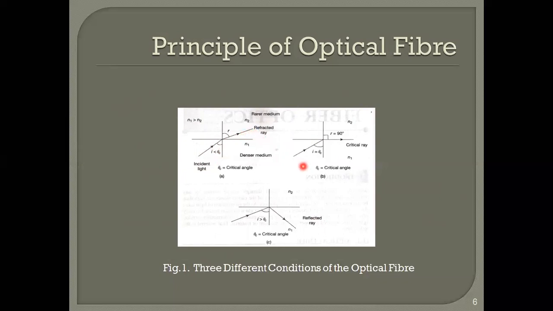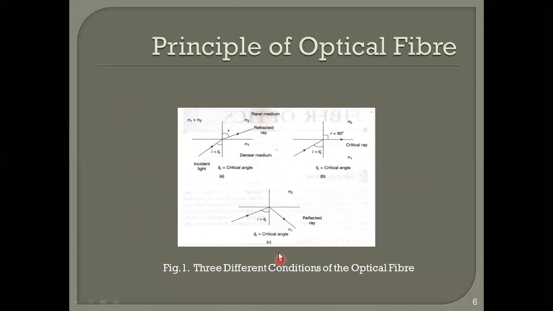The second category is when I is equal to theta c, when the angle of incidence is equal to the critical angle. Then the refracted ray passes along the border of N1 and N2, the denser to rarer medium interface. N1 is the core and N2 is the cladding, if we take it that way it is also okay. Or else, going from denser to rarer medium, the light passes through the boundary.